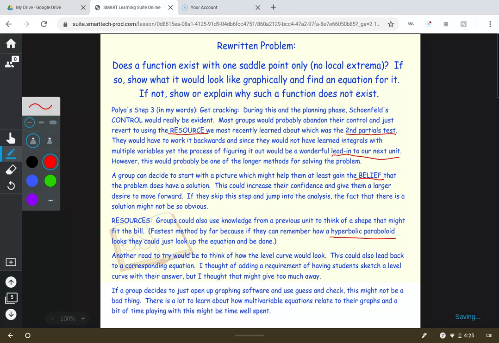And then the last thing I thought of, for guess and check: if they open up graphing software and just start typing in random two variable equations, trying to find one that has a saddle point and no maxes and mins, I think that exercise alone could really help open up some doors as far as understanding how the equations relate to the graphs in a multivariable situation.